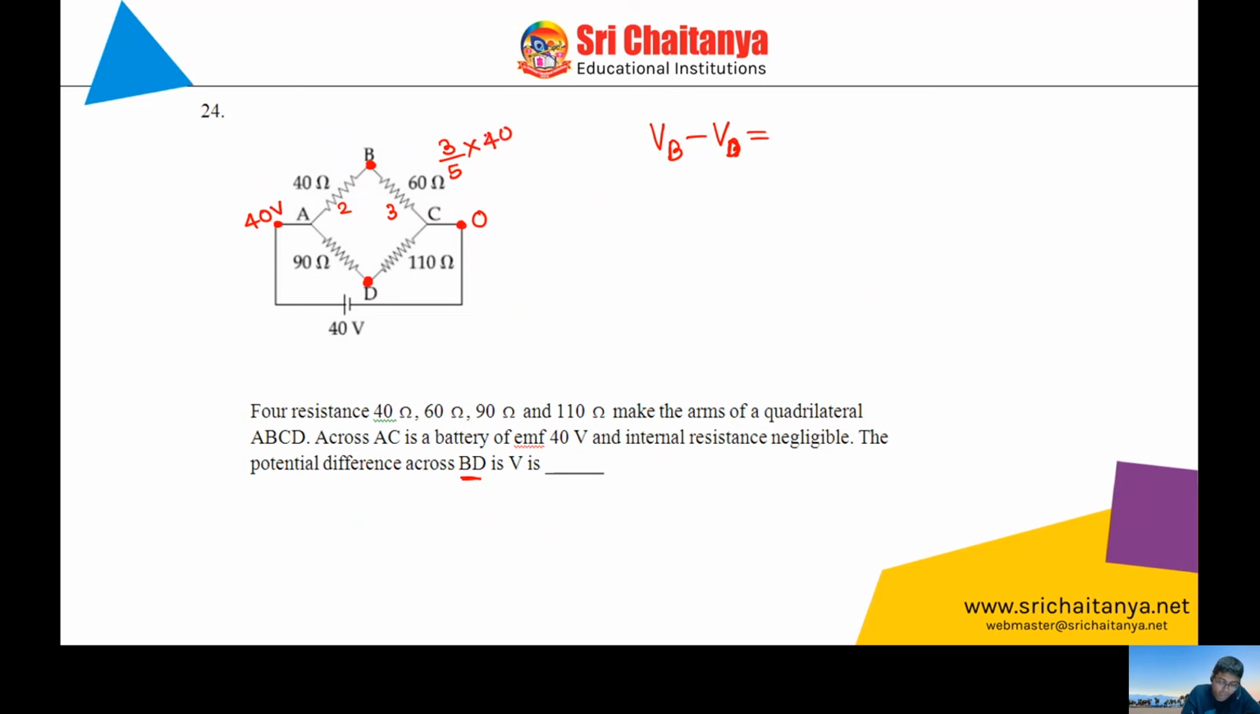So the potential at B is simply equal to VB. And similarly for VD, it will be divided in the ratio 9 is to 11, so that would be 11 upon 20 into 40, which will be VD. So when you do VB minus VD, that is a simple calculation, and you will get it as 2 volts. So that is for question number 24.